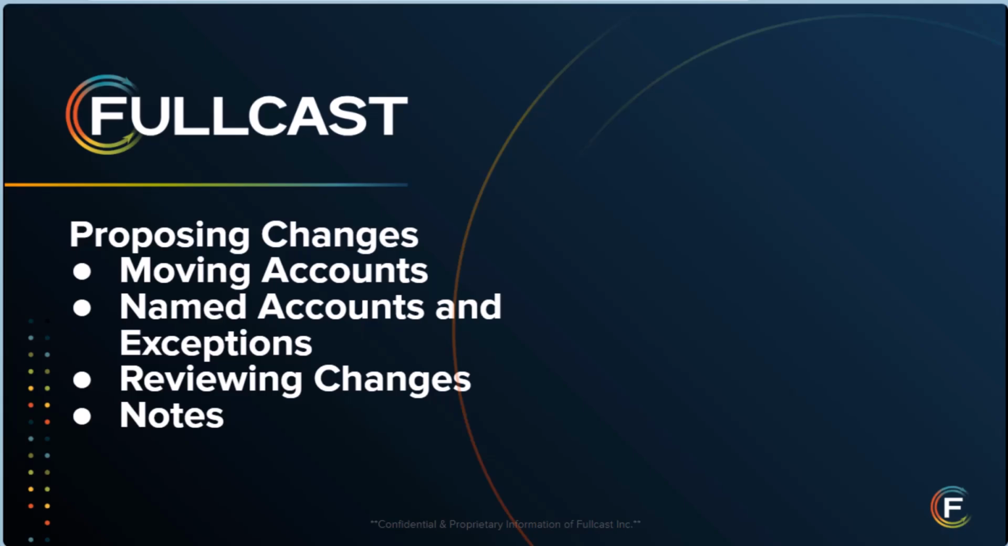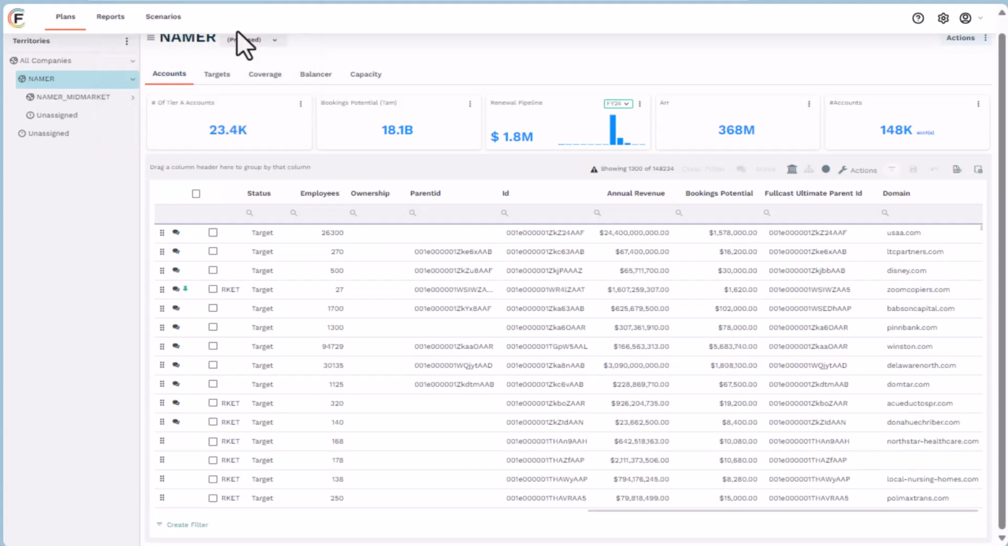This video is for revenue leaders. If you are working with your RevOps team to engage in a collaborative planning process, you might want to propose changes to whatever the ops team has carved. So we'll go over moving accounts, setting named accounts and named exceptions, reviewing any changes that you make, and also using the notes functionality. So let's go over here to Fullcast.